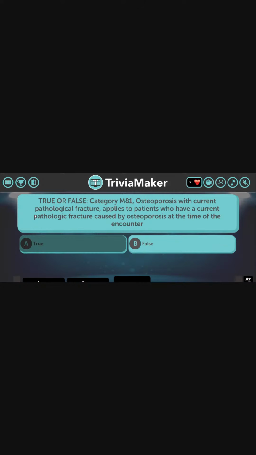So category M80 is the category for osteoporosis with current pathological fracture that applies to patients who have a fracture caused by osteoporosis. So that's what makes this one false. This is true if it was category M80, but instead it's category M81. And so that's what is making it false. If you got that one wrong, it was a super small, again, I was trying to be sneaky. And if you caught it, amazing job. And that's why we're all here. Again, practice makes perfect. So you guys are doing great.